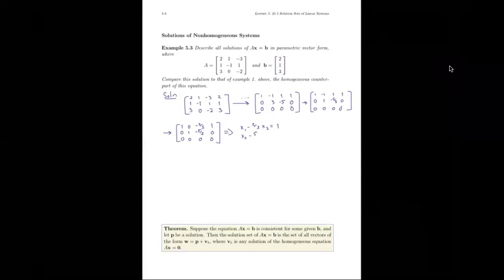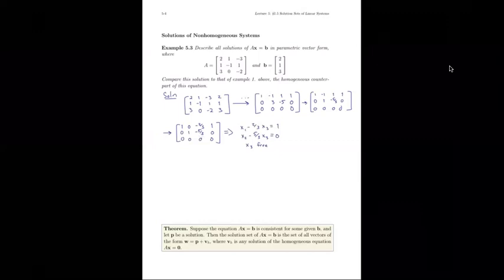x2 minus 5/3 x3 equals 0. And then lastly, x3 is free, right? There's no leading 1, there's no leading entry in x3's column. If we look down this, -2/3, -5/3 are not leading entries. They're not leading non-zero terms. And we get down to our last chance at getting a leading entry, and it's just a 0. So x3 is free.